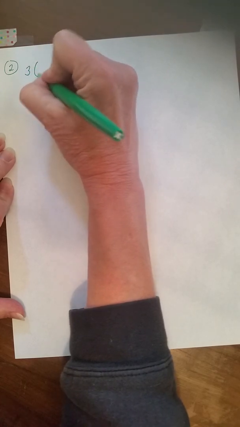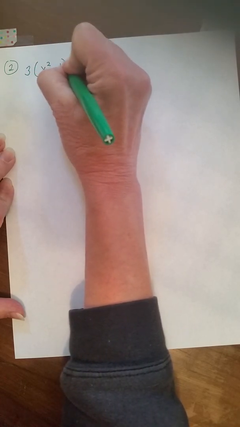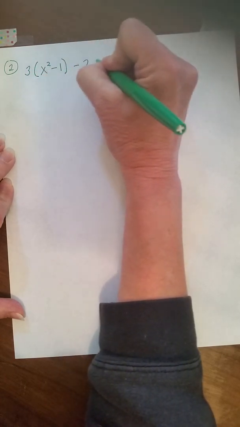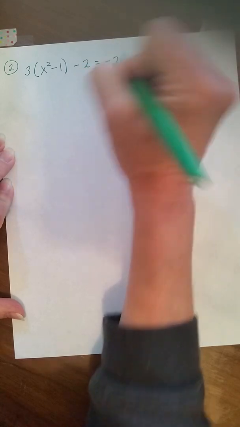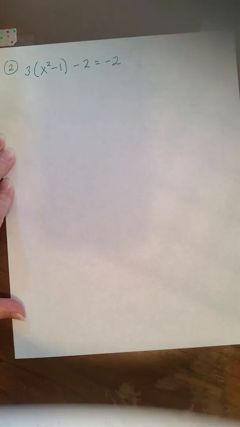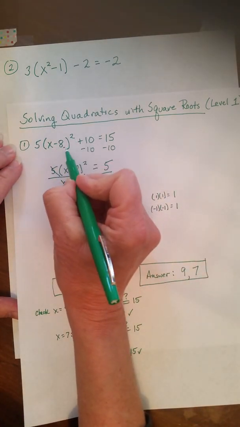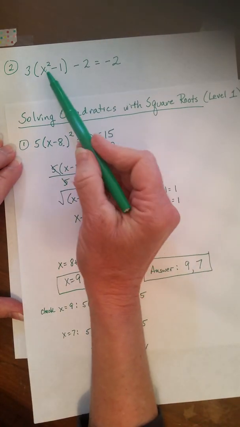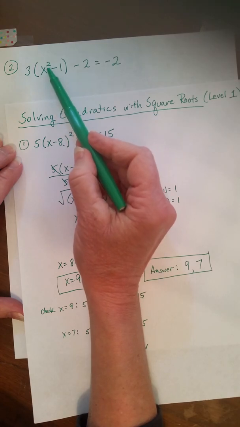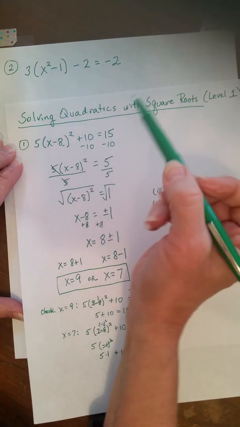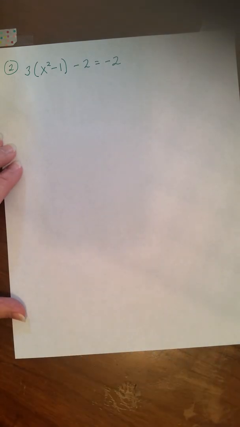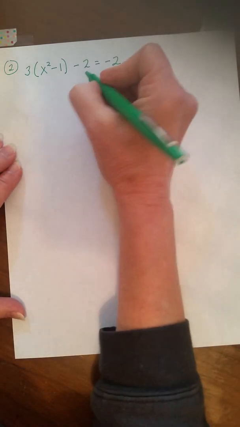3 times x squared minus 1 minus 2 equals negative 2. Now notice this is a little different than our first one. Our first one was the quantity x minus 8 squared. This one, the x squared, the 2, is in with the x. So it's slightly different. Let's just see how we're going to unravel this.